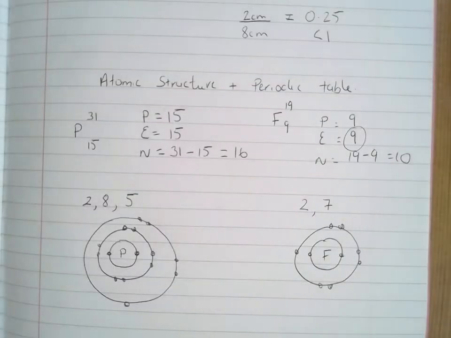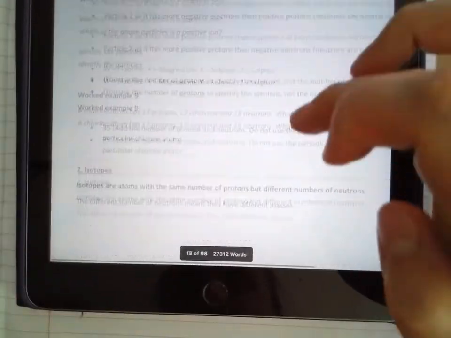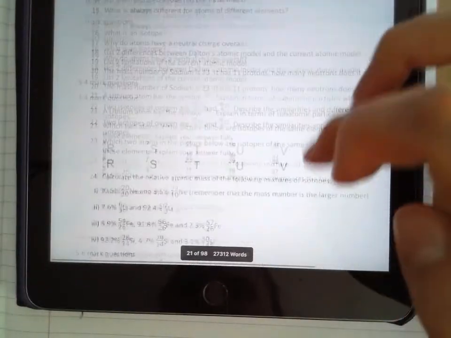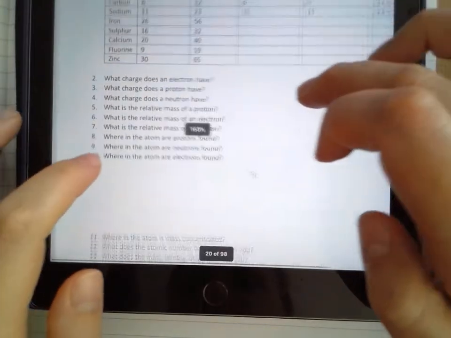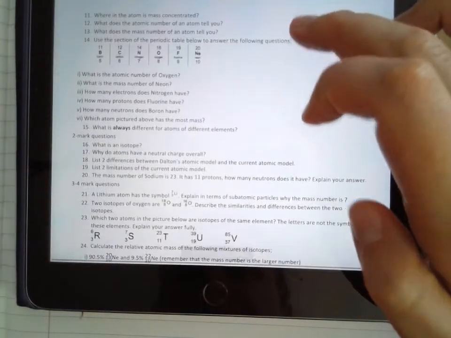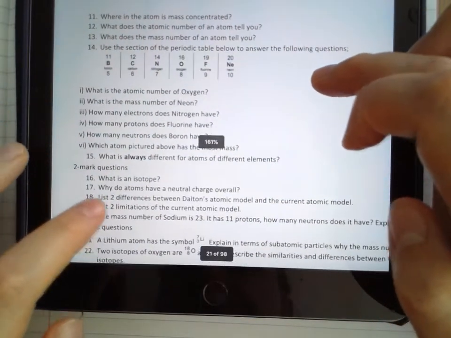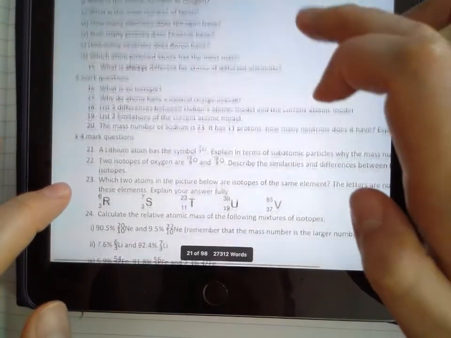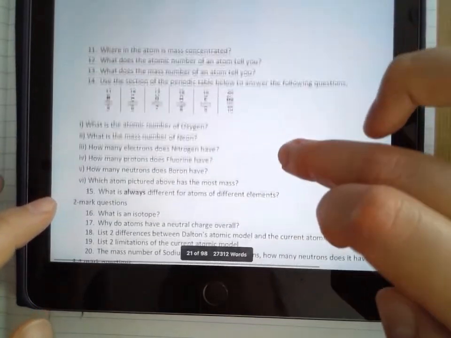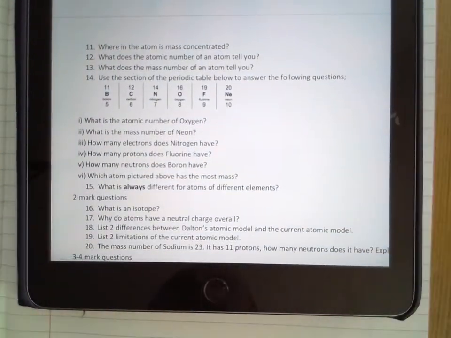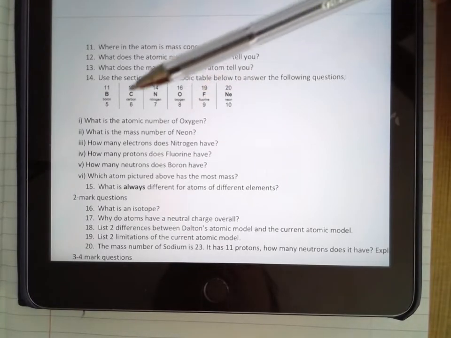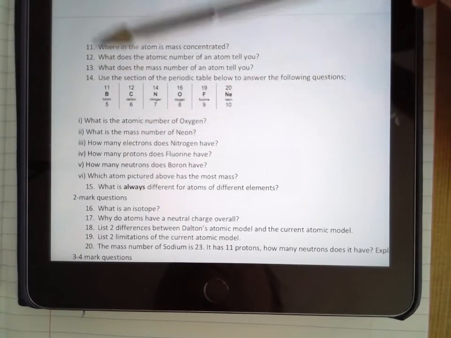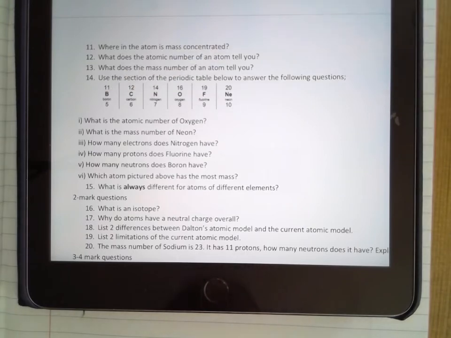Okay, that's atomic structure in an absolute nutshell. We're just going to have a look at some questions that I want you to try for me. Just press pause and just test yourself. Do question 12, 13, and 14 and 15. Just have a go at those few questions. Press pause, do those few questions, and then press play when you're ready to see the answer.